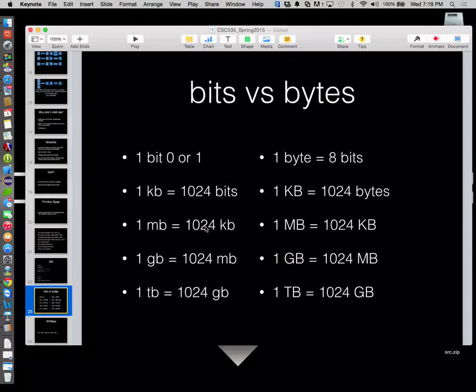Or you can just say, if I'm already in megabits, why can't I just divide that by 8 to get to megabytes? Make sense? That was the shortcut.